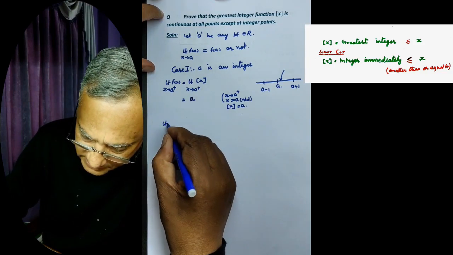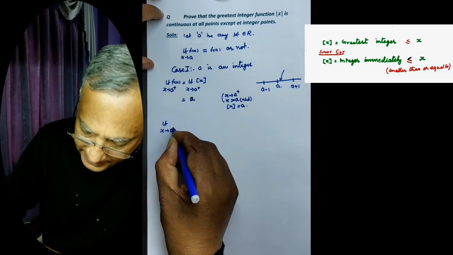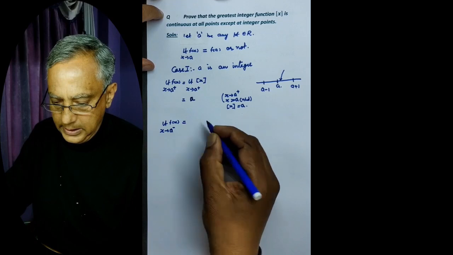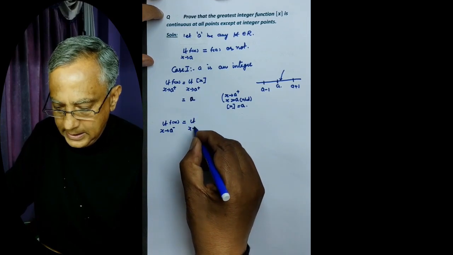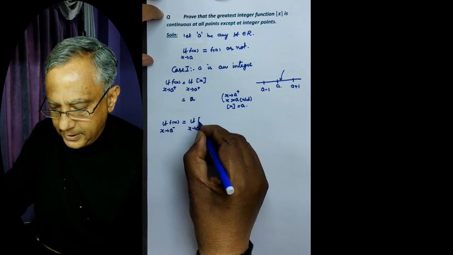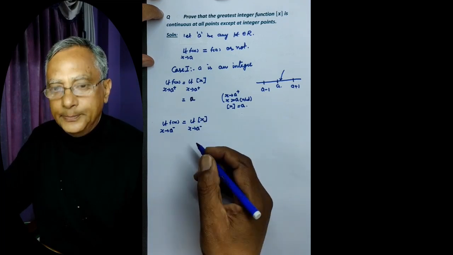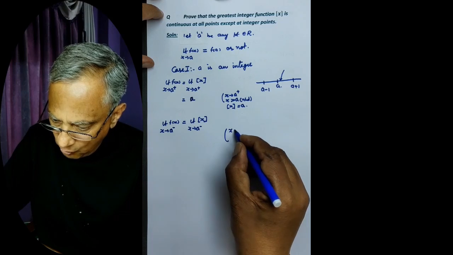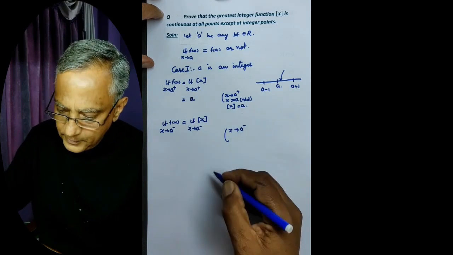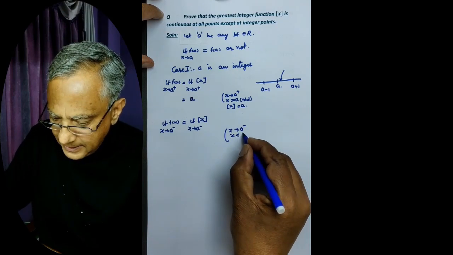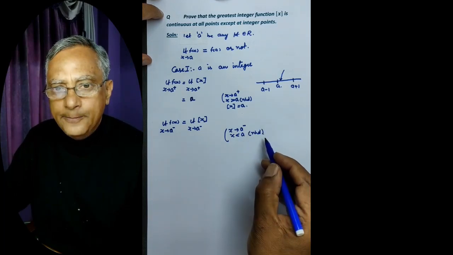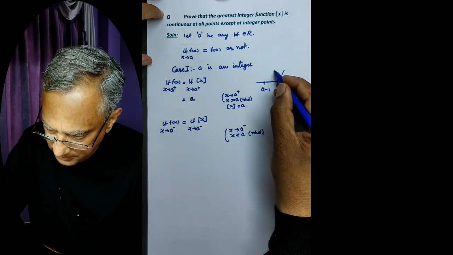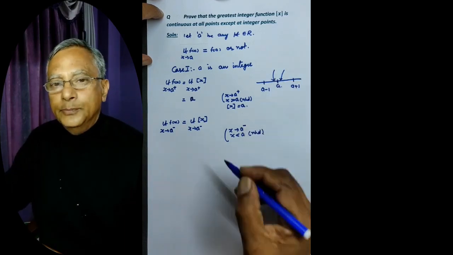And limit x approaches a from negative side, f(x) is equal to limit x approaches a from negative side, integral value of x. Now as x approaches a from negative side, x is less than a in the neighborhood of a. We are considering points in the neighborhood of a. So x is less than a, so x will be somewhere here.